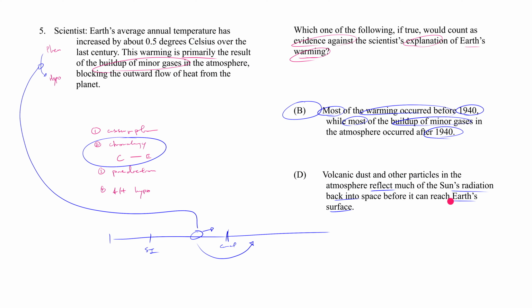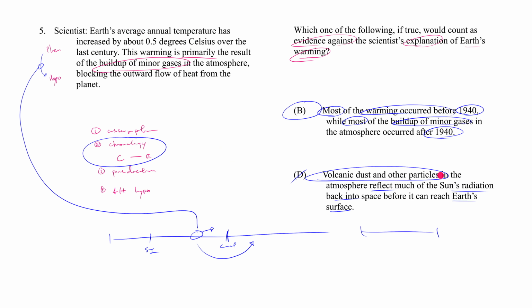But again, I want you to pay attention to what D is actually saying. D just says volcanic dust and other particles have a cooling effect on Earth. That's it. It doesn't tell us whether over the past 100 years, we have more volcanic dust or less volcanic dust. If you actually wanted to weaken this argument, you'd have to say something like, over the last 100 years, we've experienced a dramatic reduction in the amount of volcanic dust and other particles in the atmosphere. In other words, the stuff that was blocking the sun's radiation is gone, right? So more of the sun's radiation got to Earth, which might be the explanation of why the Earth got hotter.